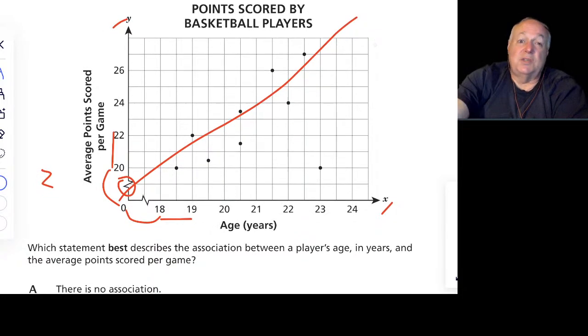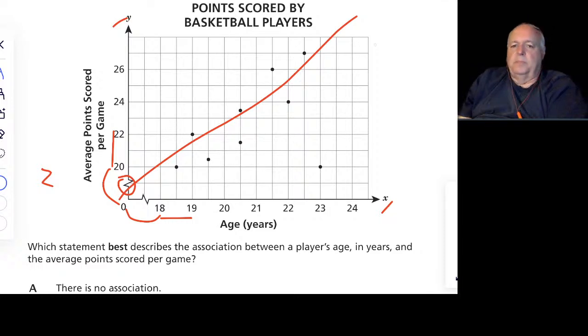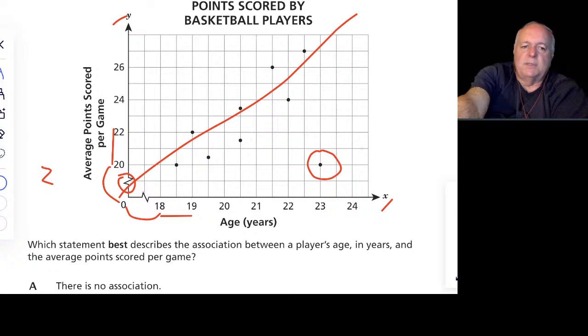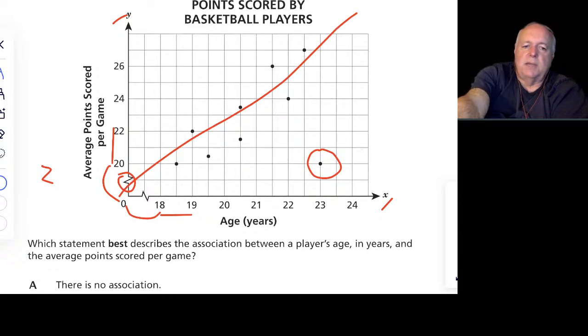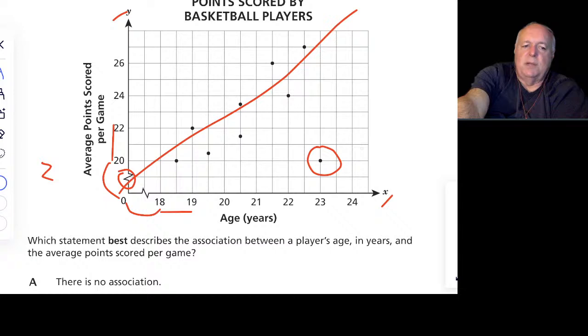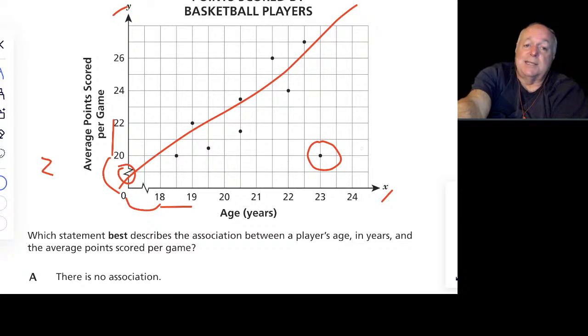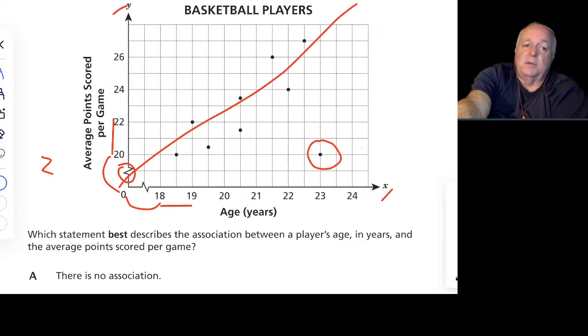So there's this notion of association. And by the way, there was one more comment to make about the graph. This is definitely an outlier point. This 23, 20 is absolutely an outlier point. Okay. So the question is, which statement best describes the association between a player's age and the average points scored per game? So there was no association? Yeah, this seems to be an association that's positive because the older the person gets, the more points it seems they're scoring.